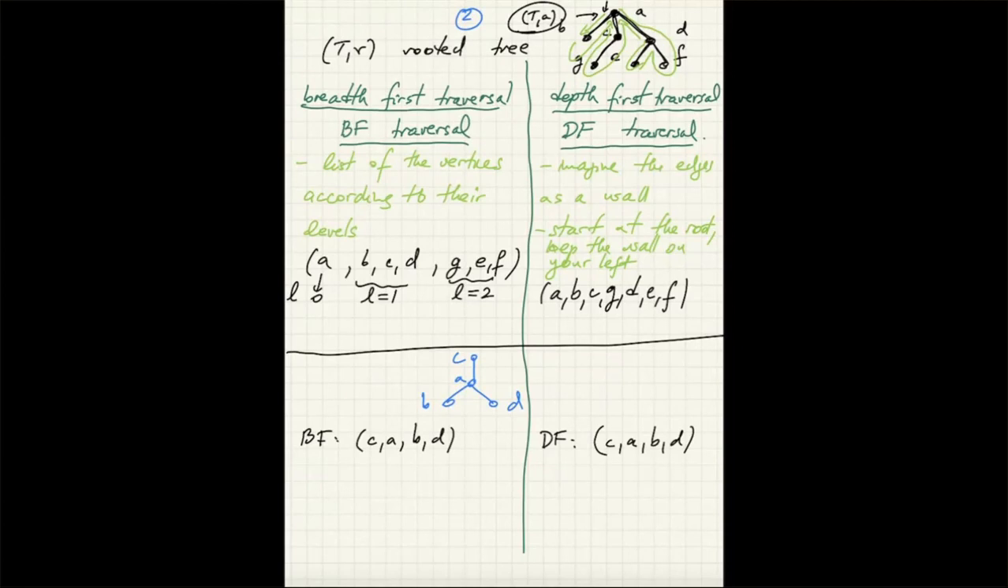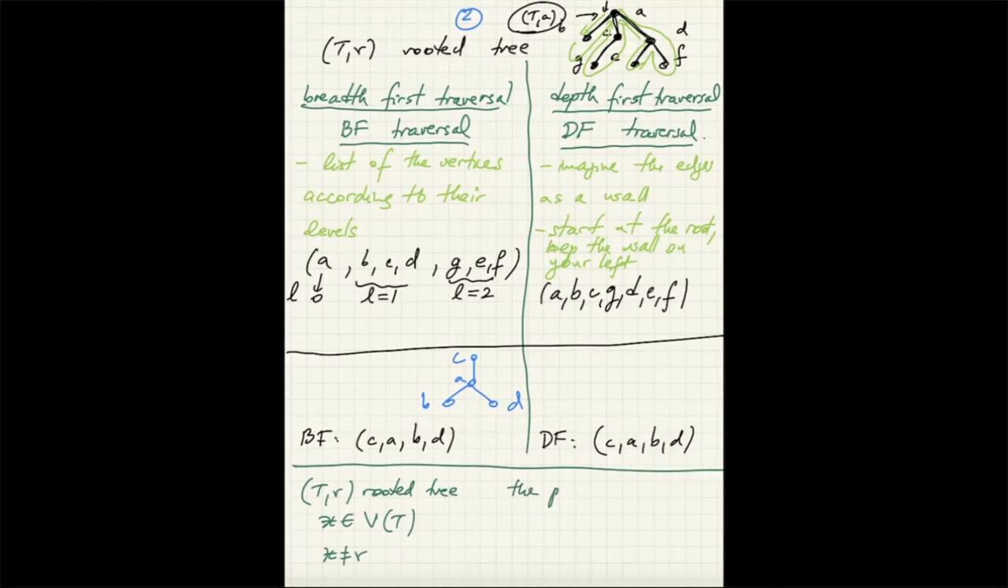Okay. Now, I need one more definition. Maybe I'll squeeze it here. If we have a rooted tree, and we have a vertex X in the tree, and the vertex is not the root, we'll see why in a second, then we can define the parent of X, which is denoted by P of X, as the neighbor of X on the unique R-X path.